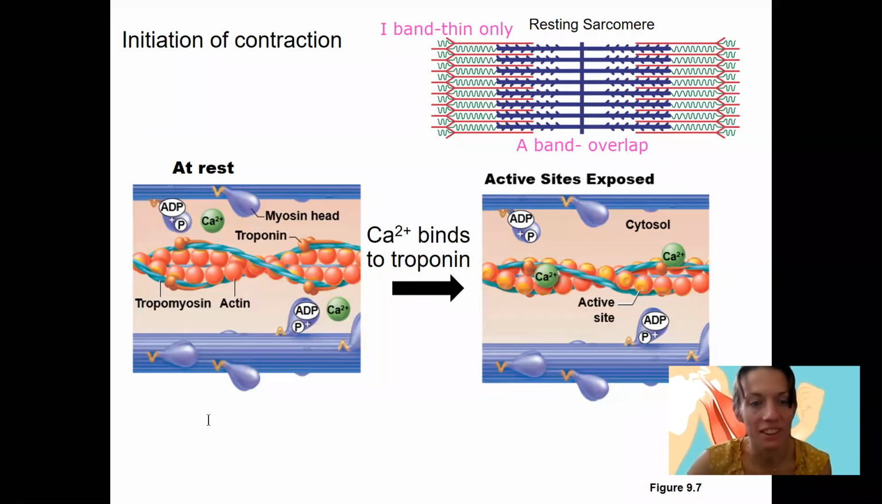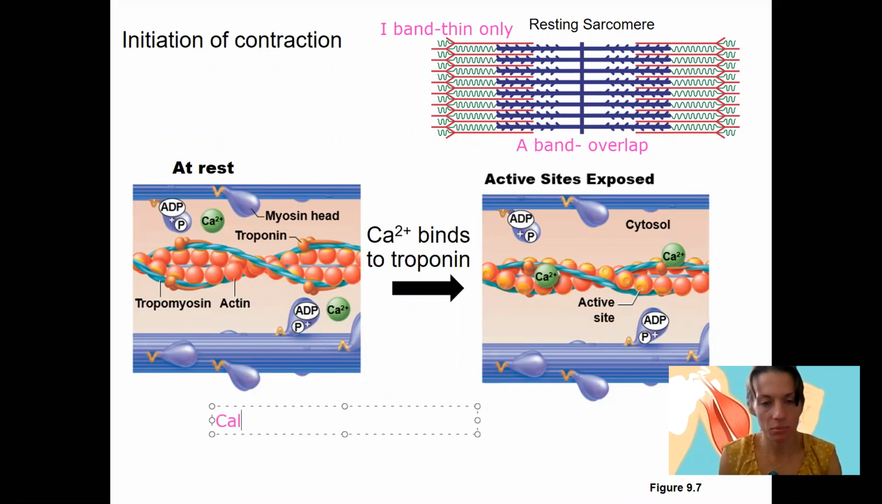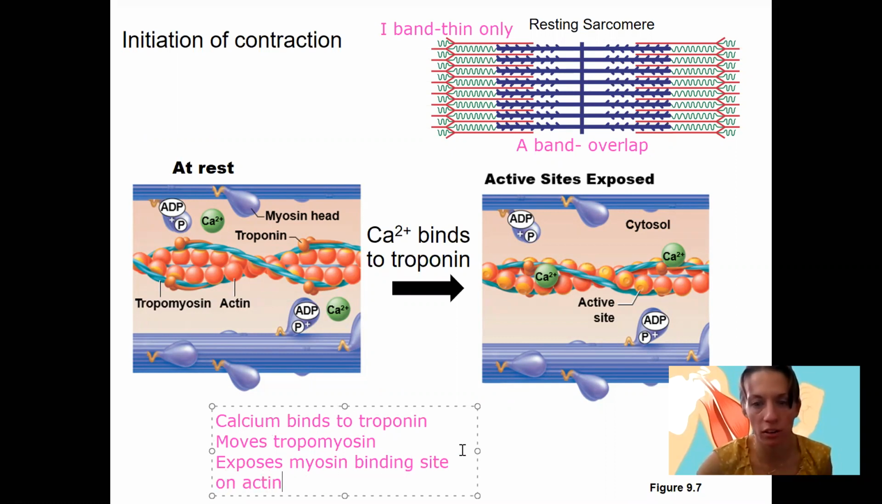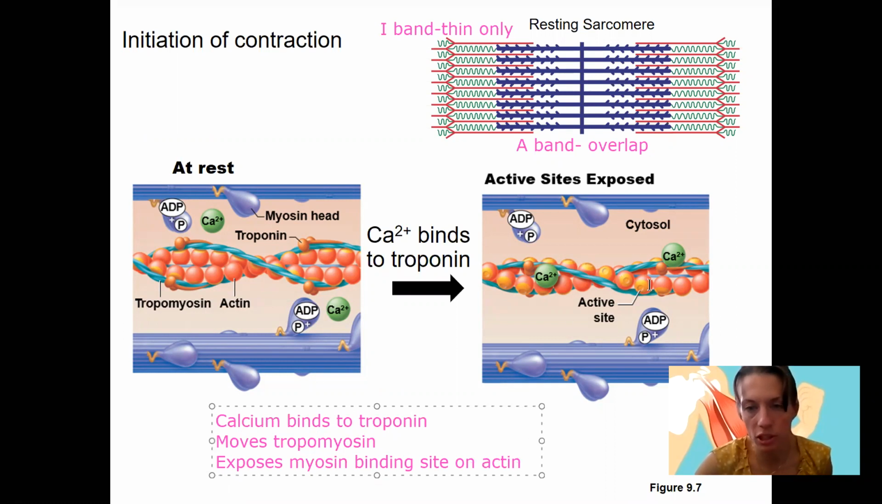So if we were to write this down: calcium binds to troponin, moves tropomyosin, exposes the myosin binding site on actin, changing the conformation of those thin filaments. So now actin can bind to myosin. This is going to initiate contraction.